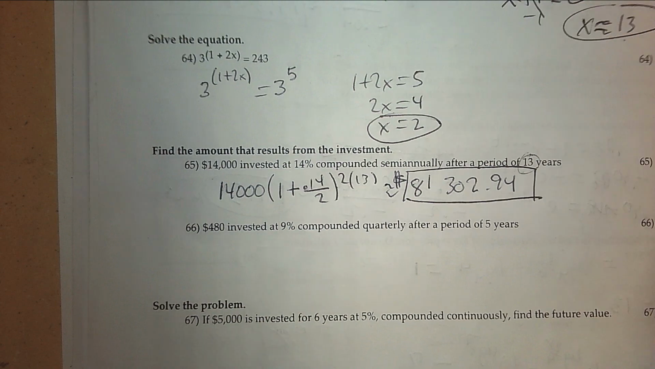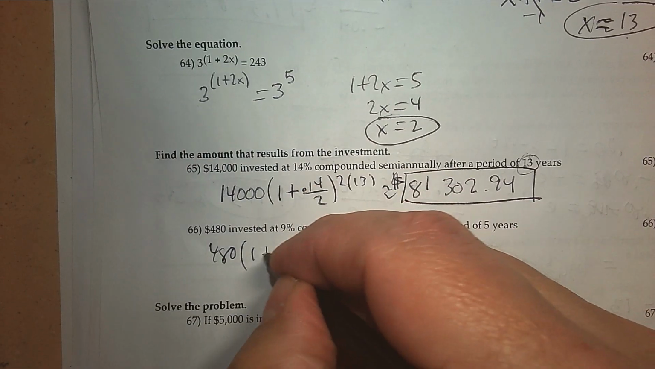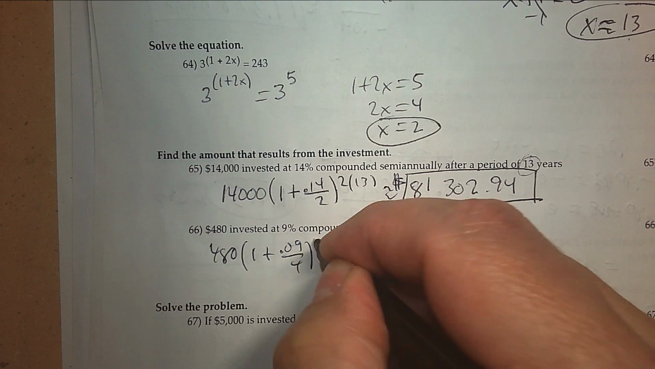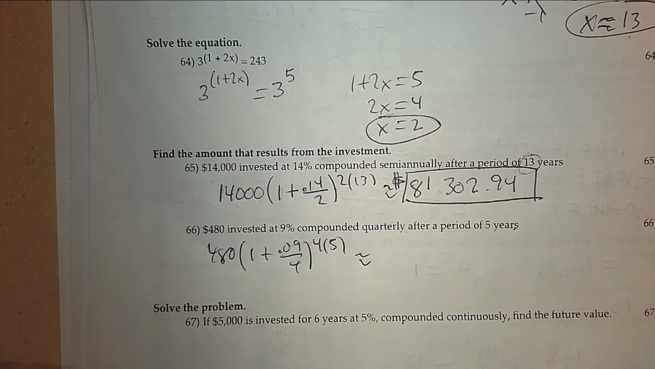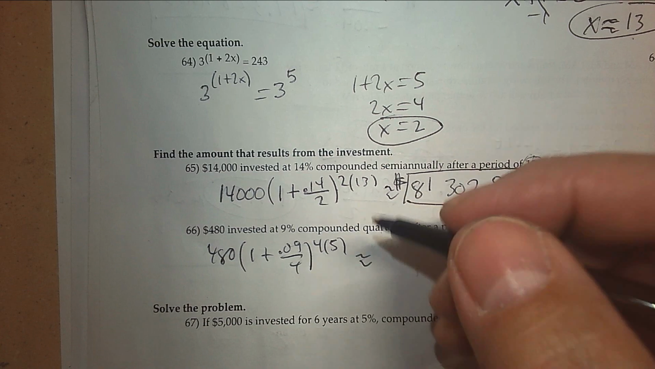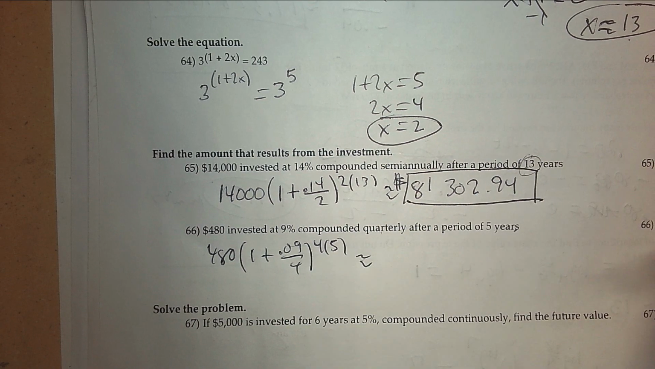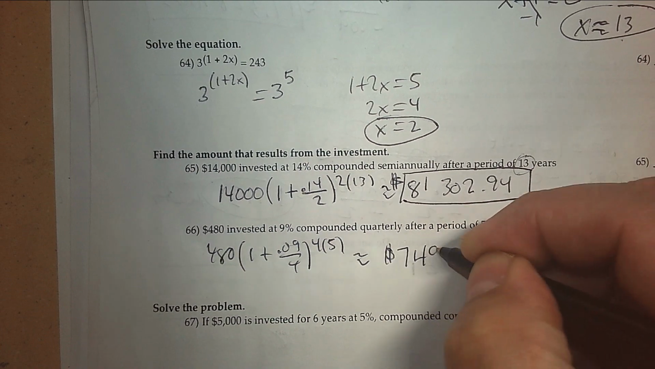$480 is invested at 9% compounded quarterly. So 0.09 quarterly is 4 times a year, and then it's 5 years. So 480, 1 plus 0.09 divided by 4, and that's to the exponent 20, and you get $749.04.